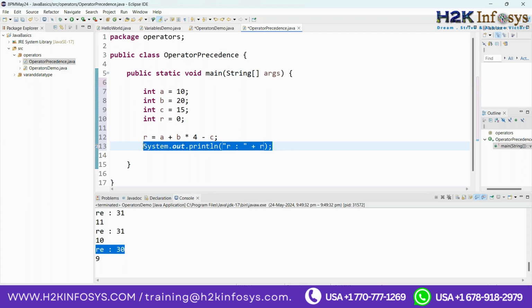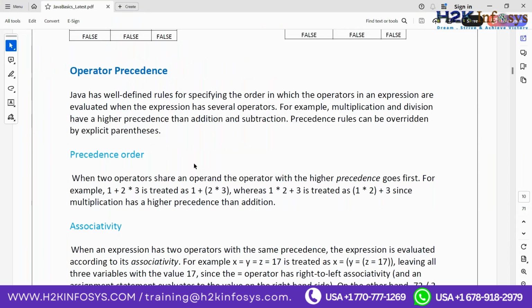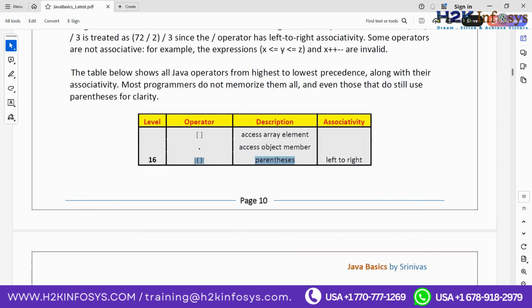No. First of all, first is multiplication. Remember, whenever we have more than one operator in an expression, operators follow precedence. Precedence is an order or a priority. See this here, parenthesis has the highest precedence. That is why whenever you give parenthesis in any expression, first the parenthesis will be calculated. There will be array and dot operators that we will see later.